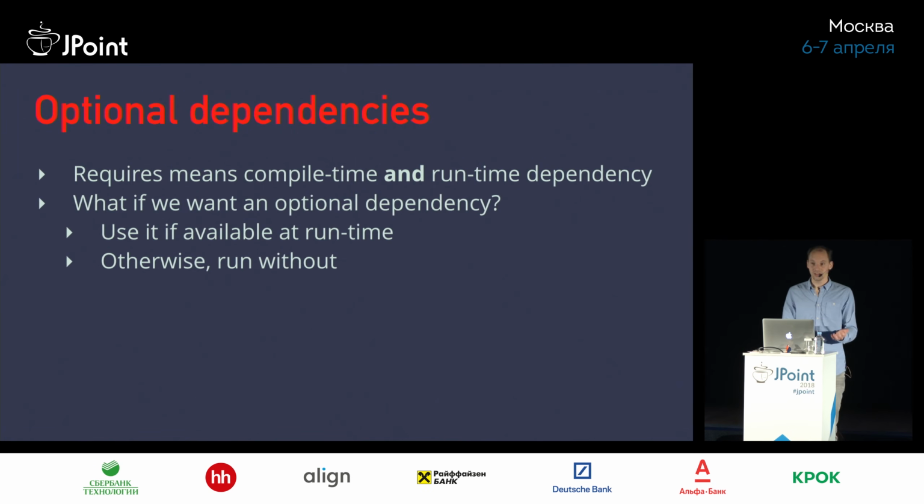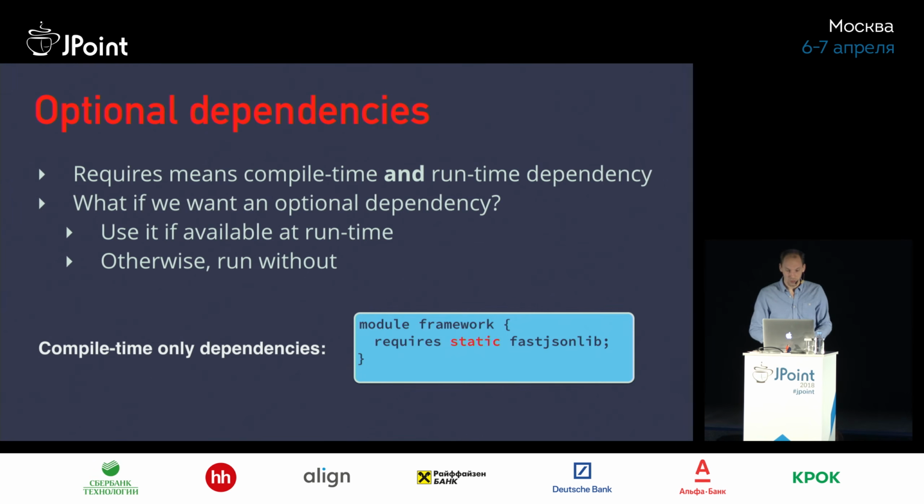So how do we translate this pattern into the modular world? Now what we could do is use a so-called compile time only dependency. And it looks like this. There's a static modifier for the requires keyword, and the requires static means that at compile time, in this case, fast JSON-lib must always be there, but at runtime, it can be left out. It can be left out of the module path, and the application will still start.